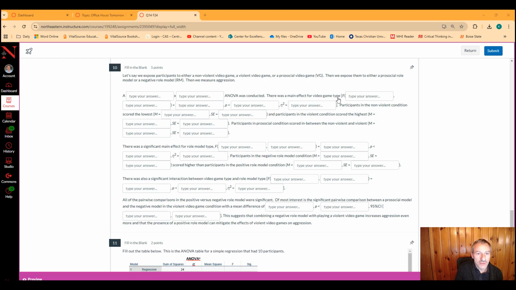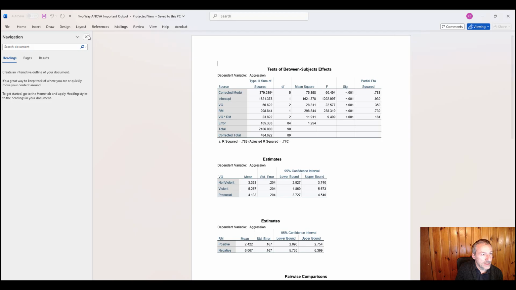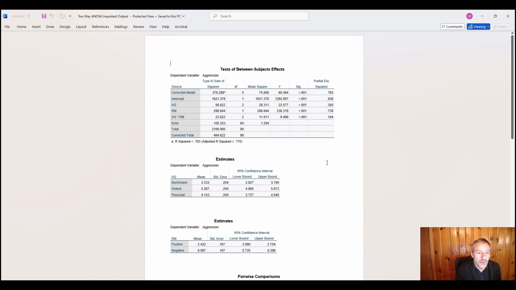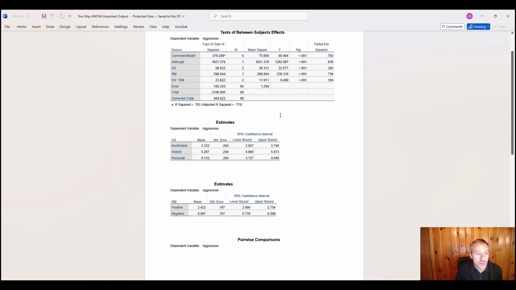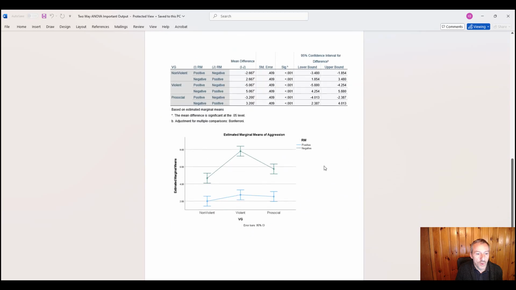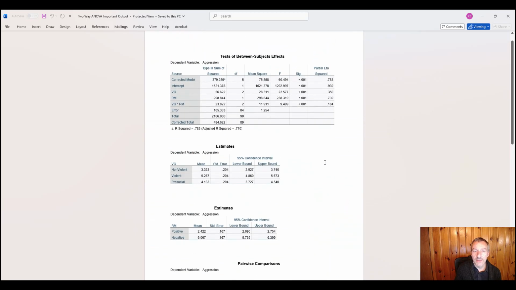The first part says there's a main effect for the video game type. So if we go to the output, I took just the important output. All you actually needed was 1, 2, 3, 4. There are only 4 tables from that massive amount of output. There's actually only 4 that we're going to be looking at.